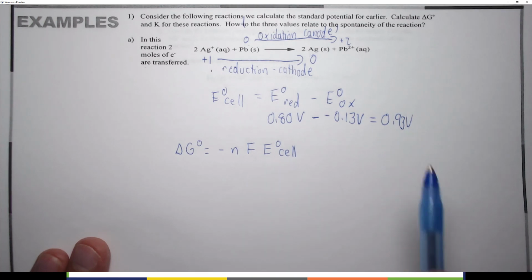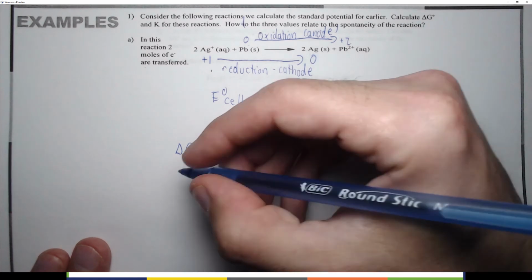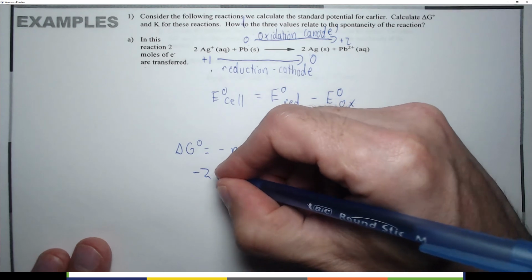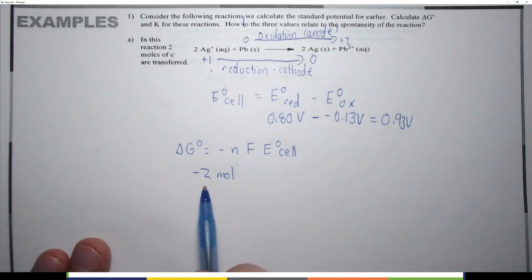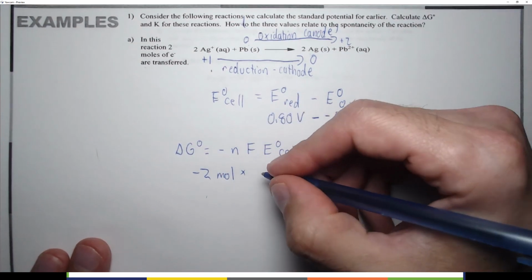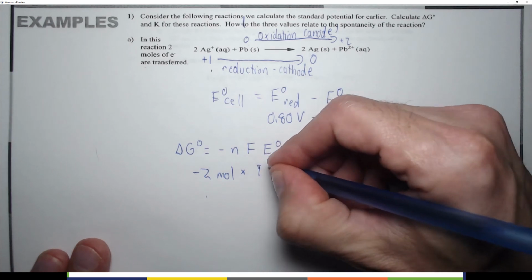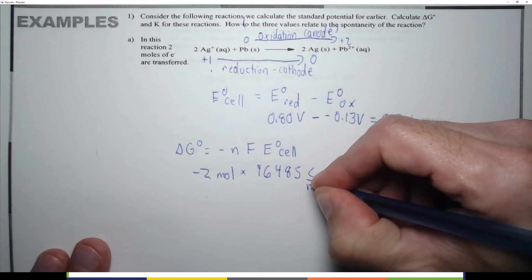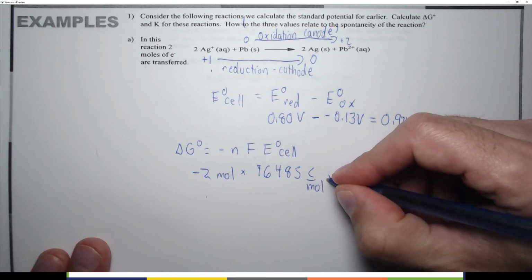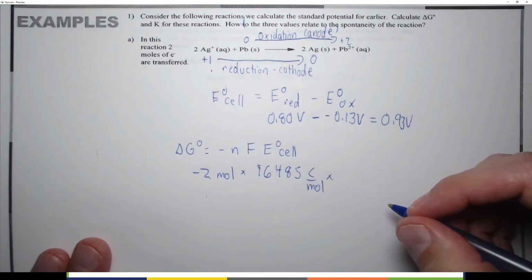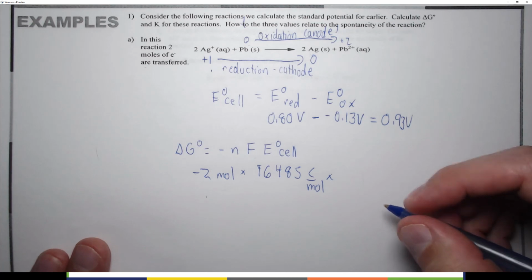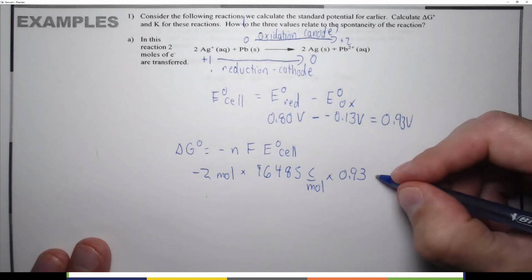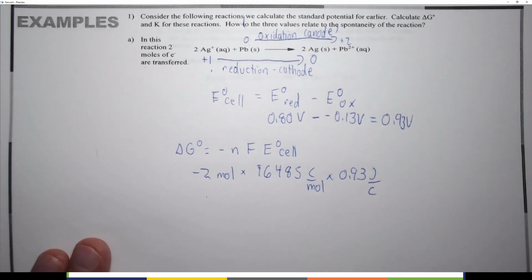And E cell is what we just found. So let's plug in those values. Minus 2 moles, an exact number that doesn't have sig figs, times Faraday's constant, 96,485 coulombs per mole, times E cell, which is 0.93 volts, and a volt is a joule per coulomb.